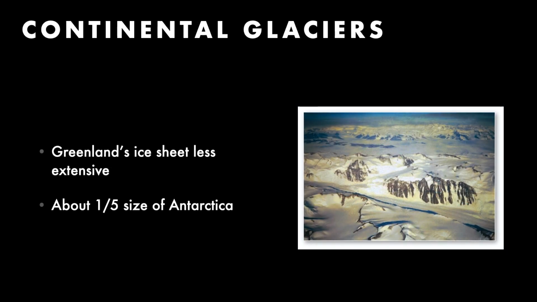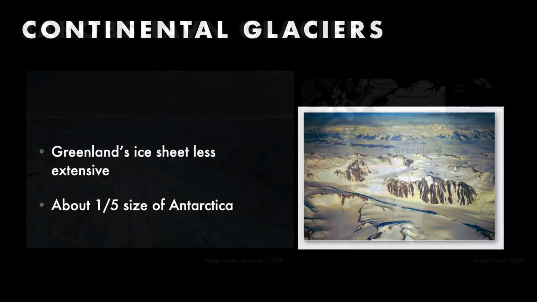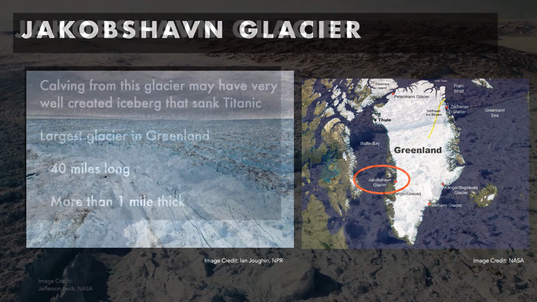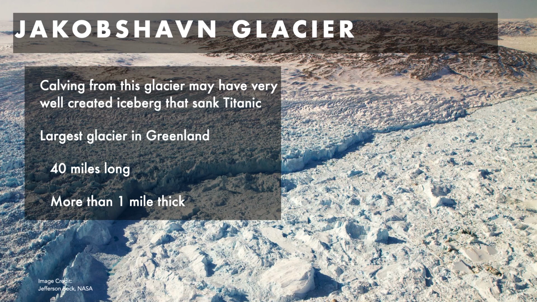Now, in terms of continental glaciers, Greenland's ice sheet is less extensive, as I said before. It's about a fifth of the size of Antarctica. But it does feature some really important glaciers. So this is the Jakobshavn Glacier, for example. This is found in western Greenland. Calving from this glacier may very well have created the iceberg that sank the Titanic all those years back.